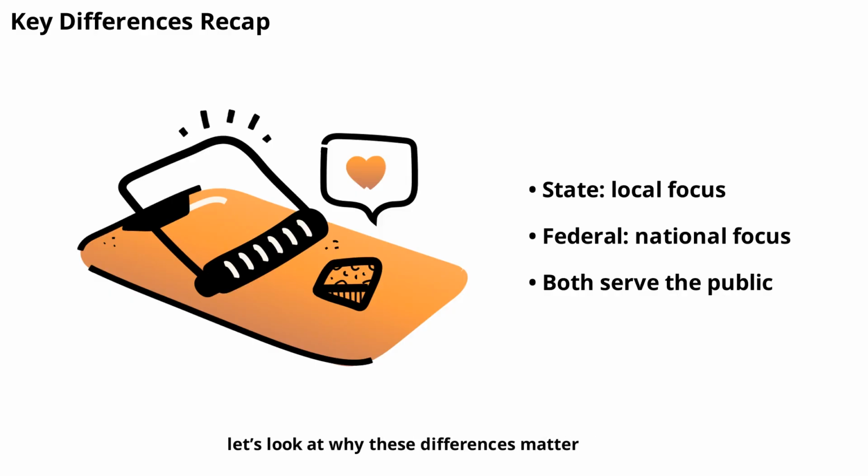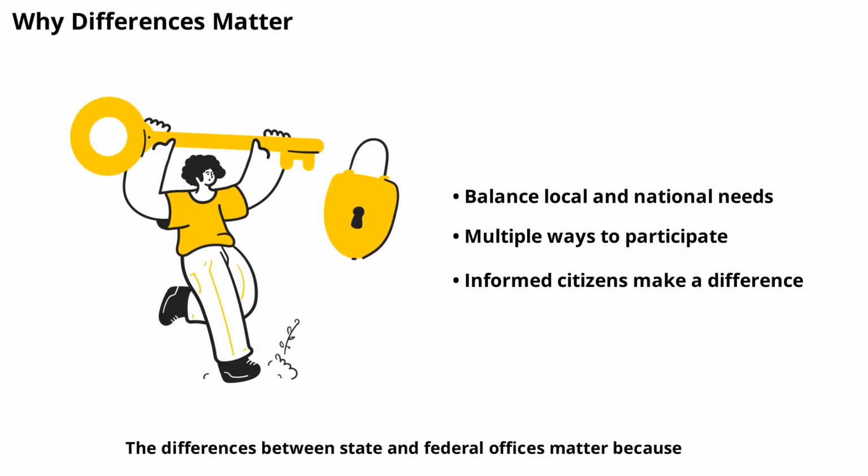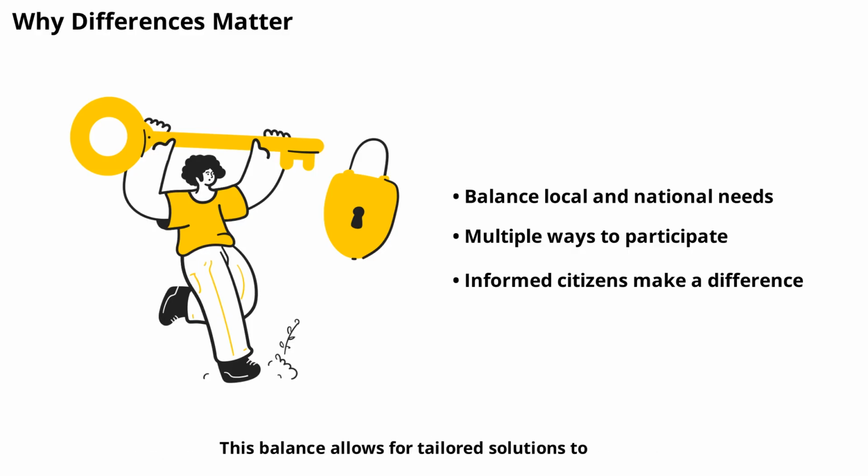Next, let's look at why these differences matter. The differences between state and federal offices matter because they ensure that both local and national interests are addressed. This balance allows for tailored solutions to local problems while maintaining unity on national issues. It also gives citizens multiple ways to participate and influence government. By understanding these differences, you can be a more informed and effective citizen.